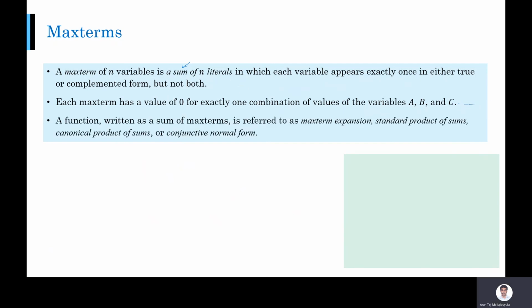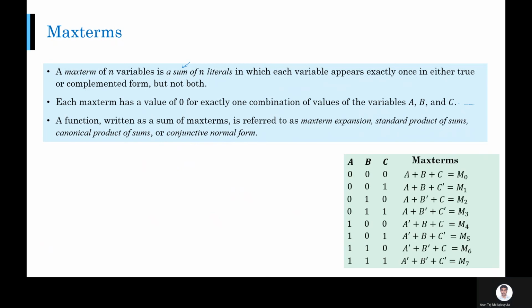So we will take some examples. A function written as a product of max terms is referred to as max term expansion, standard product of sums or POS form, canonical product of sums, or conjunctive normal form. These are various names. So what are my max terms now?